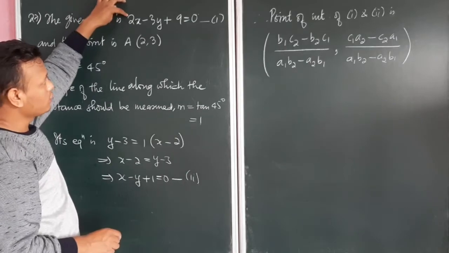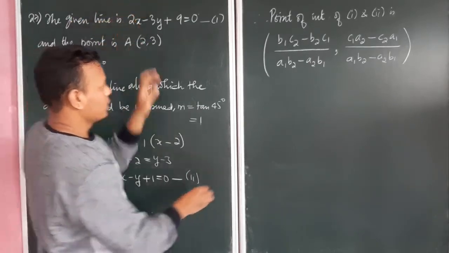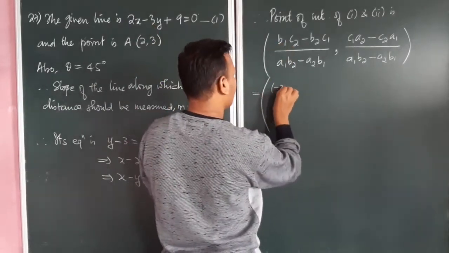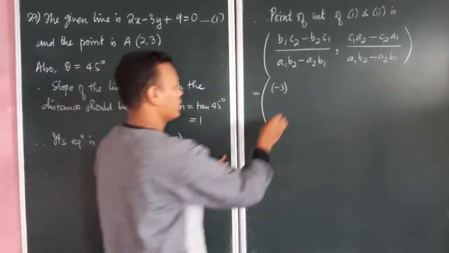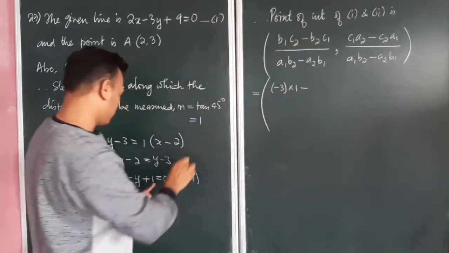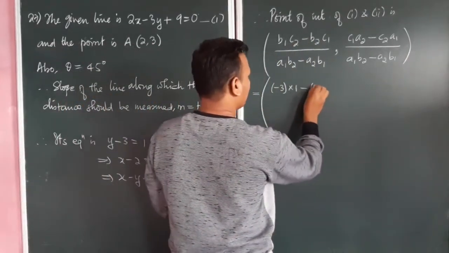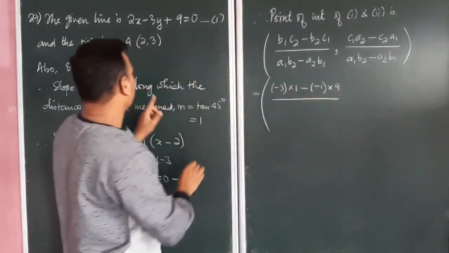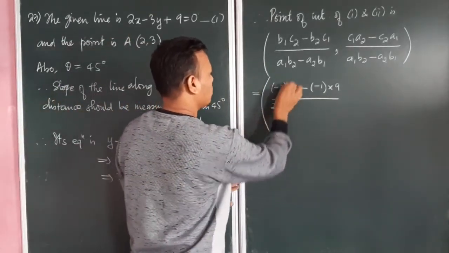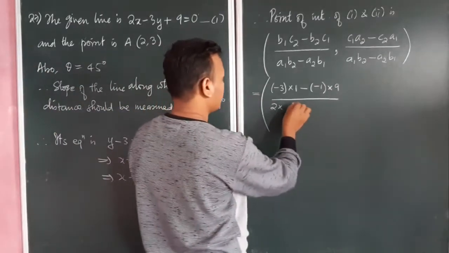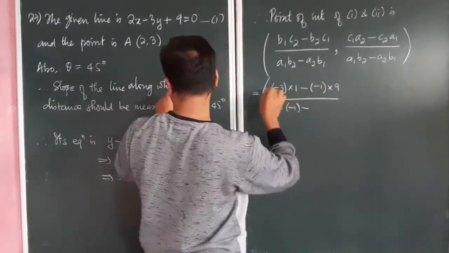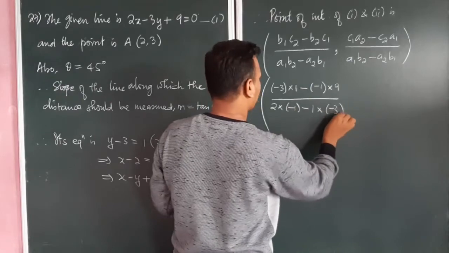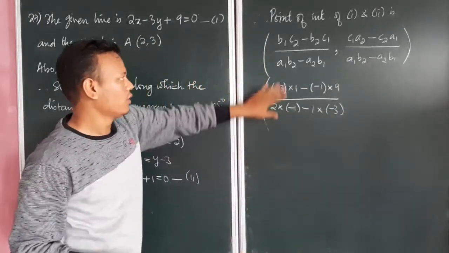So A1 is 2, right, so B1 is minus 3. Remember, here you have to be very careful. So we have B1 is minus 3, C2 is 1, minus B2, B2 is minus 1, so minus 1 into C1. C1 is 9, whole divided by A1, A1 is 2 into B2, B2 is again minus 1, minus A2, A2 is 1 into B1, B1 is minus 3. Okay, so this is this much.